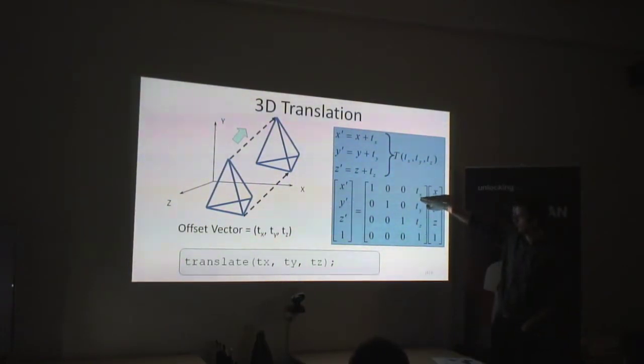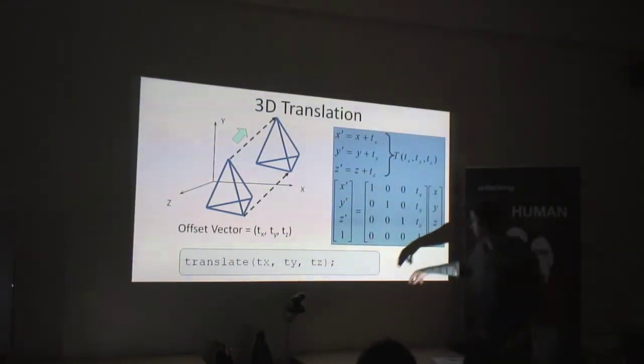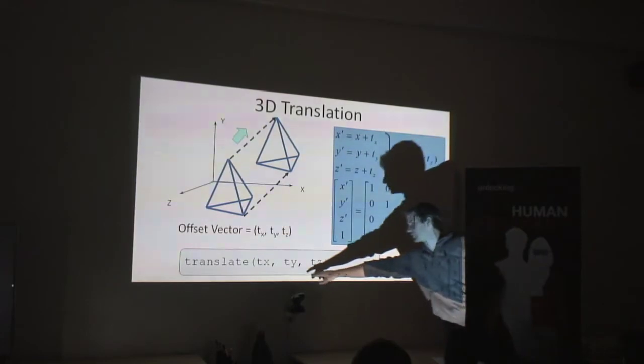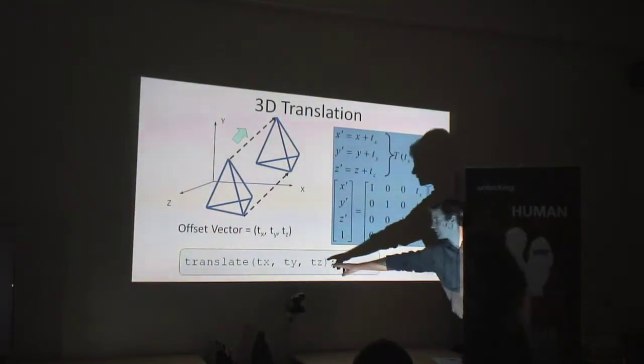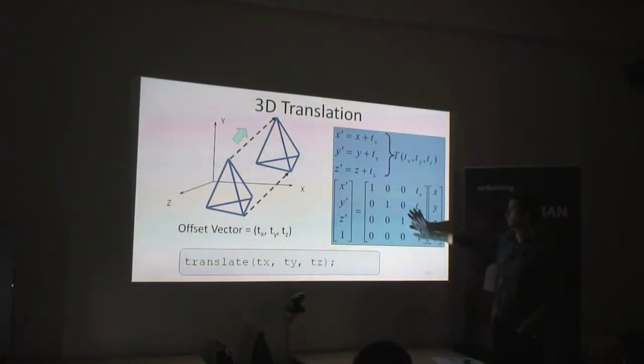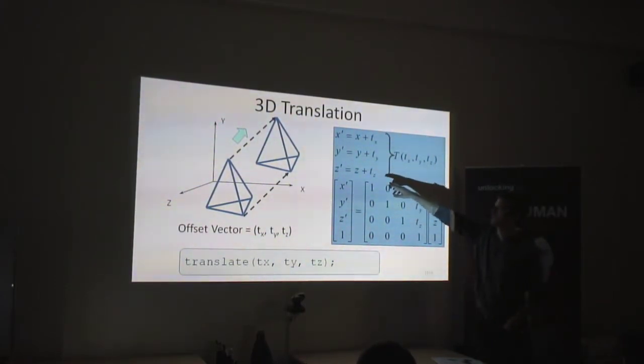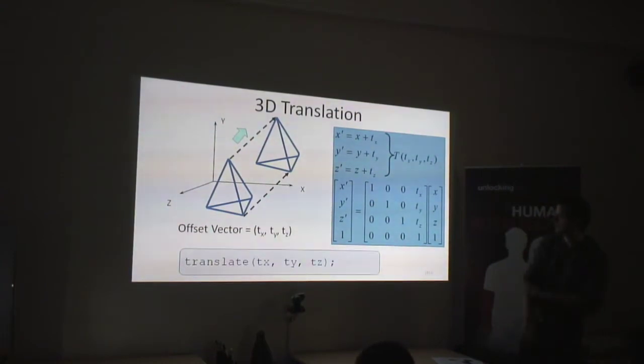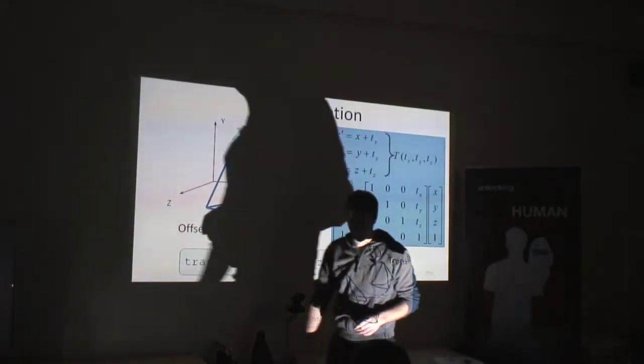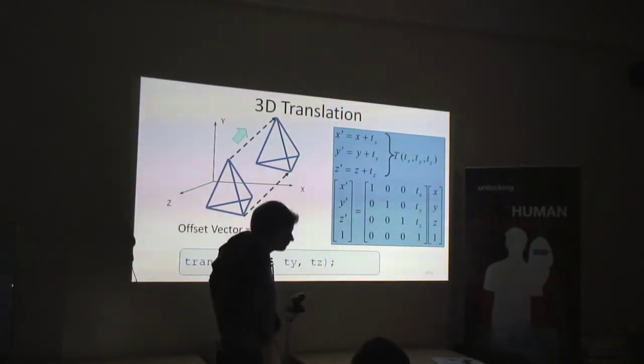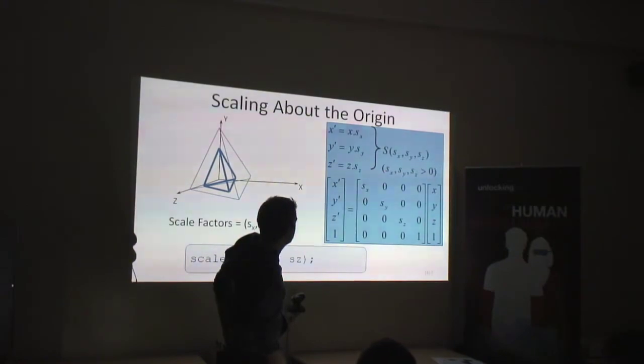So we have our terms tx, which is the translation in the x axis, ty, which is translation in the y axis, and tz, which is translation in the z axis. And if you multiply this matrix by this matrix, you end up with that, which is effectively, if you collapse it down, x prime is equal to x plus tx, y prime is equal to y plus ty, z prime is equal to z plus tz. So that one's pretty straightforward. The reason we show it like this is because when we look at rotation in a minute, it gets a bit more complicated.